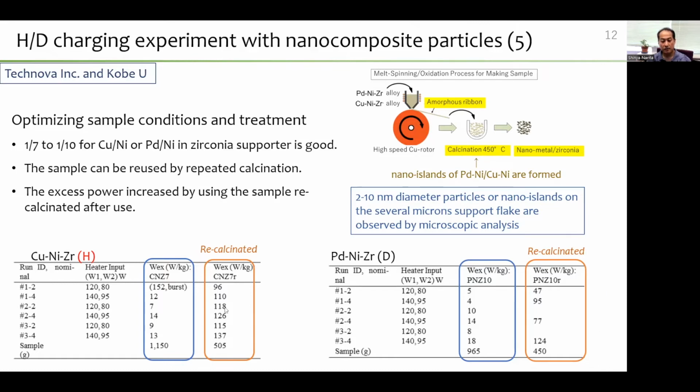And the left table showed the copper nickel zirconia with the hydrogen experiment, and the right one is the palladium nickel zirconia with the deuterium experiment. And the excess power were improved. You may find that excess power have been improved after recalcination.